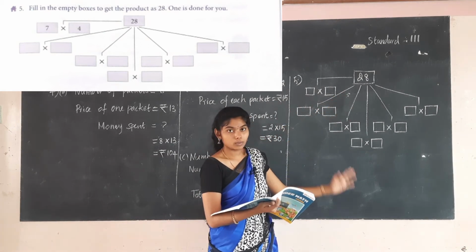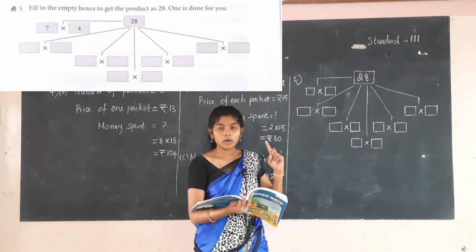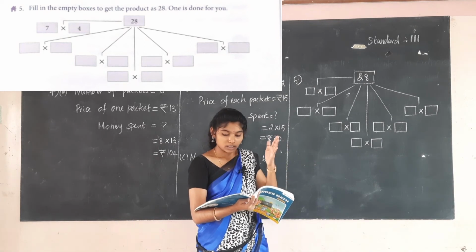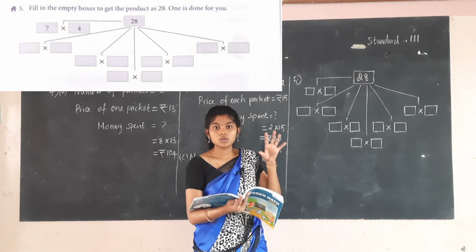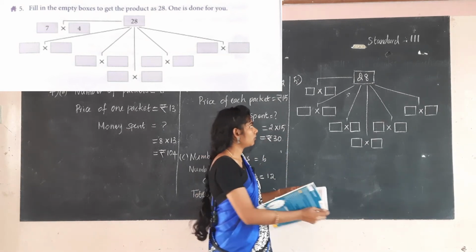So there are some possibilities. What are the possibilities? 1 28 is 28. Likewise, 7 4s are 28. 4 7s are 28. The order can be changed. So likewise you are going to find that one, I will do it for you.